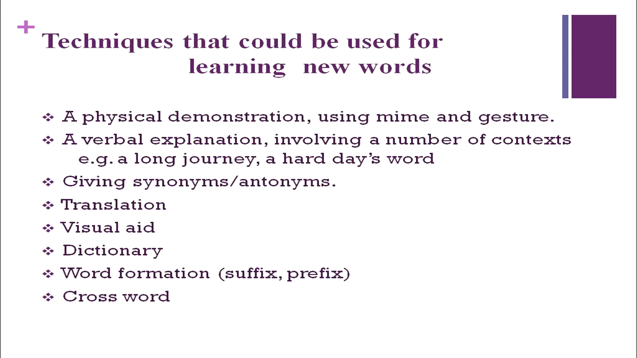Techniques that could be used for learning new words. A physical demonstration using mime or gesture. This is a way of learning the meaning of new words. Either we can show the picture or we can mime it, or through gestures we can convey the meaning of the words. A verbal explanation involving a number of contexts: a long journey, a hard day's work. So, therefore, we can explain. Giving synonyms or antonyms also will help us understand the meaning.